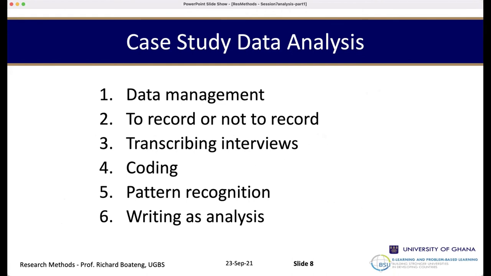Okay, so in data analysis for qualitative case study, you need to keep a number of principles in perspective. First of all, how you manage your data, the choice of what to record and what not to record, transcribing what you have recorded into written text, the coding from the transcribed text of what you have found concerning the phenomenon, identifying the patterns within the codes, and then being able to use that to write your analysis of what you have learned from that.